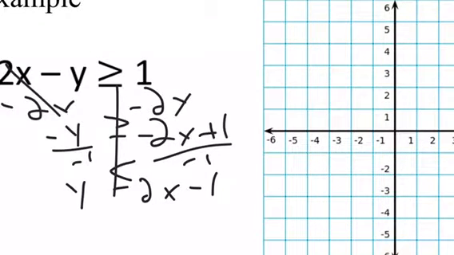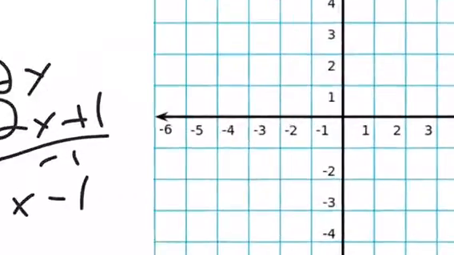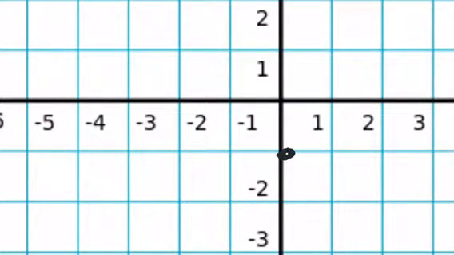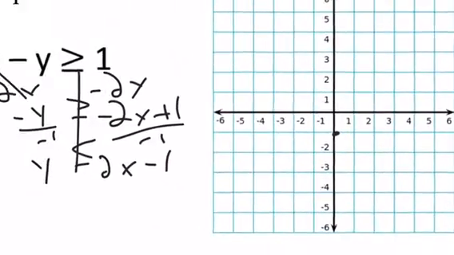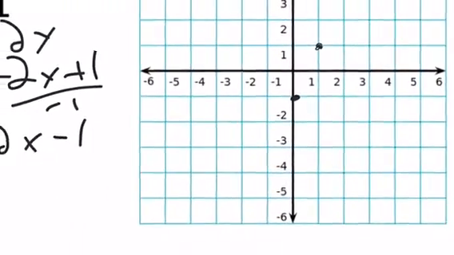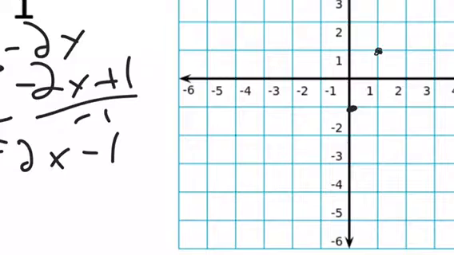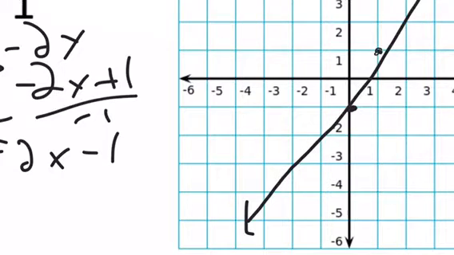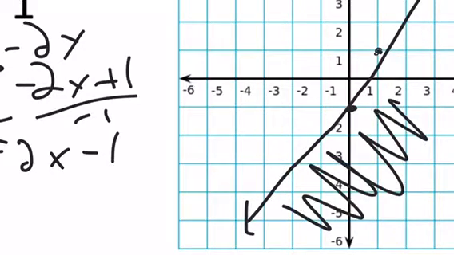So here, our y-intercept will be -1. So we'll put our point on -1. Our slope was 2/1, so we'll go up 2, right 1. It is less than or equal to, so we want a solid line. Since it's less than, we want to shade towards numbers that are smaller than 2 on the number line, so below the line.